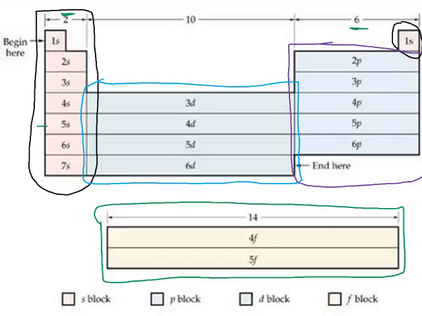Now for the D block, it's a little bit different. For the D block, the energy level that we deal with is going to be the period minus 1. So you can see the 3D is actually in the fourth period, the 4D is in the fifth, and so on. The F block is very similar, but it's the period minus 2. And the F block kind of fits in right after the 6S and the 7S sublevel.